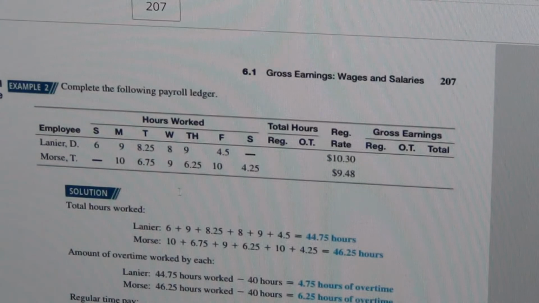In addition to that, Morse worked a total of, and we're going to add this across just like we learned to do before, the difference is now we're looking at 46.25 hours. So that also crossed over the 40 hours per week.